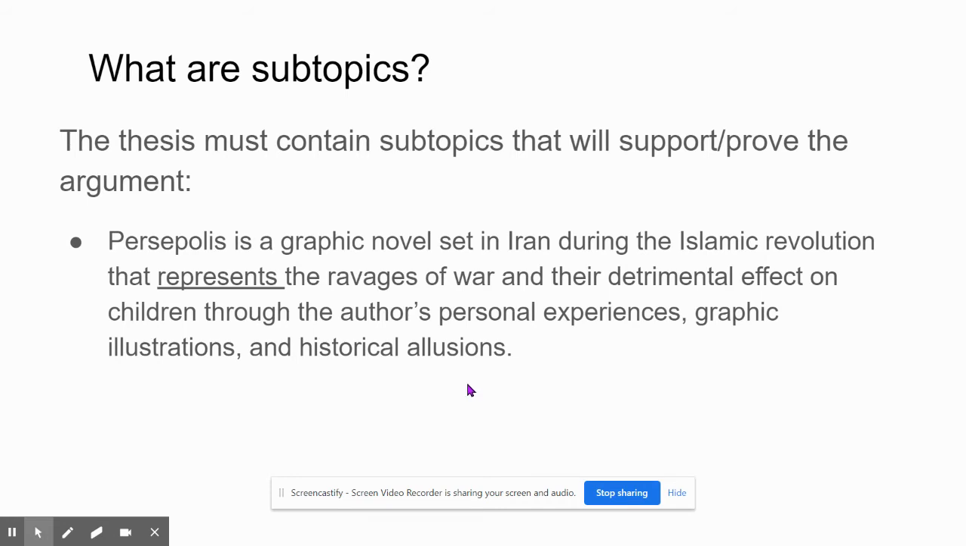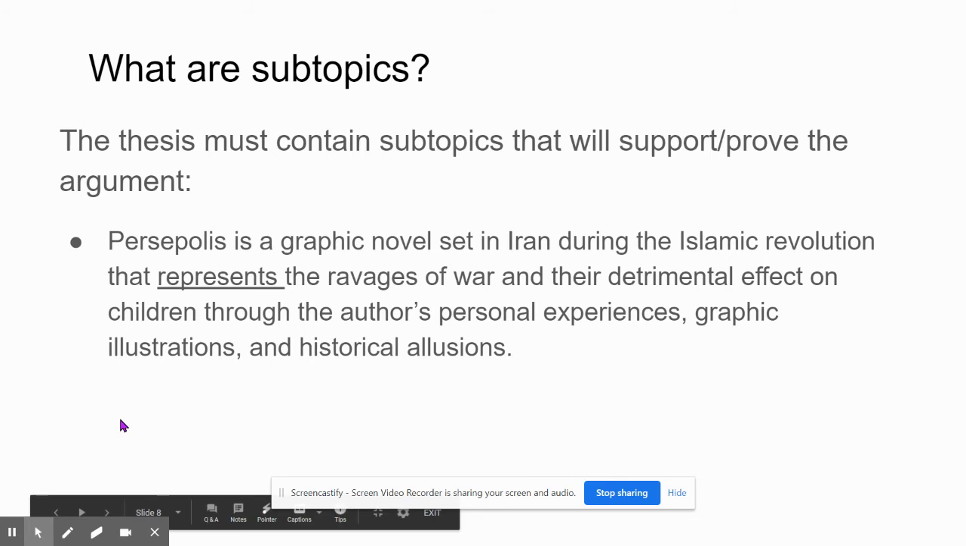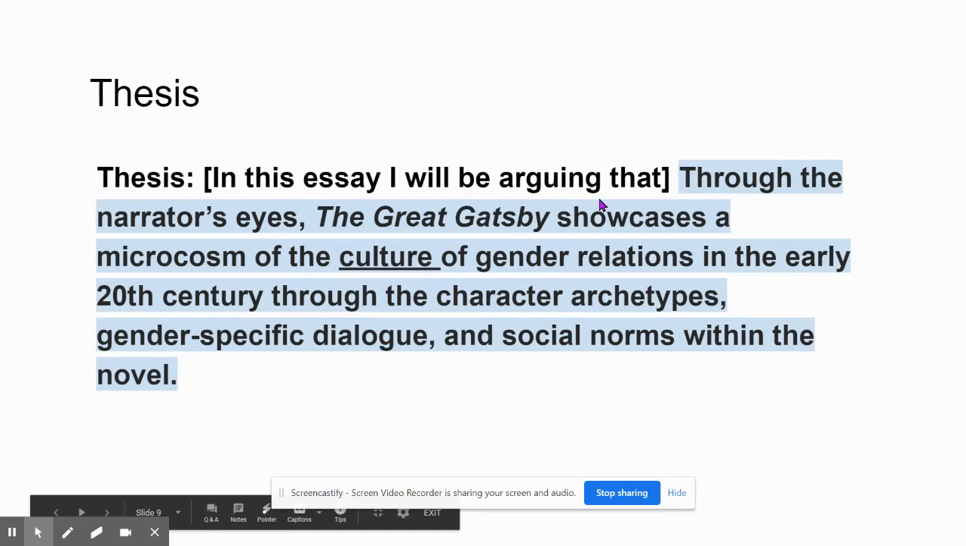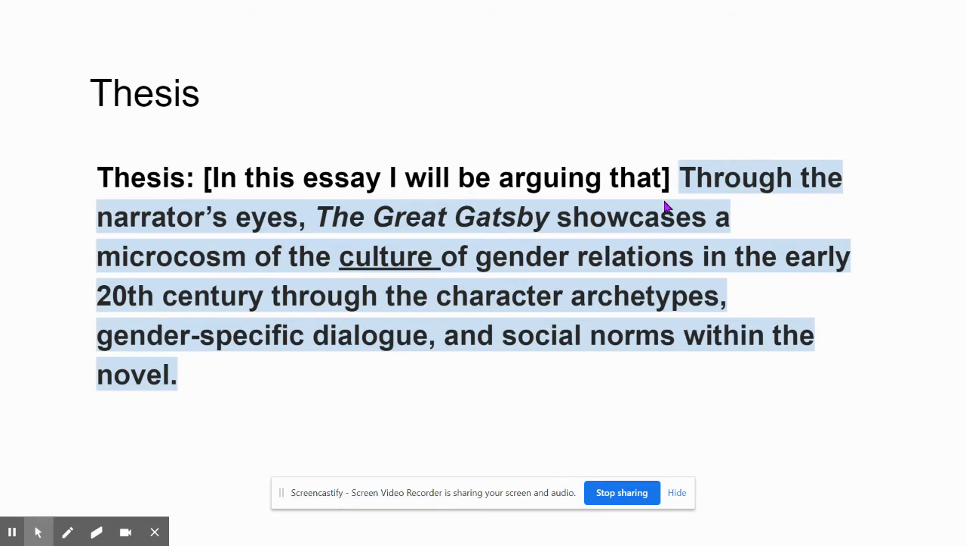It's an argument about some aspect of the literature that the author is using to prove their point, or at least you as the reader are proposing that that's what the author is doing. Okay, here's the thesis for The Great Gatsby. I put this in brackets in this essay: I will be arguing that. It just gives me some grounding, but never include that. That's why I included it in brackets.